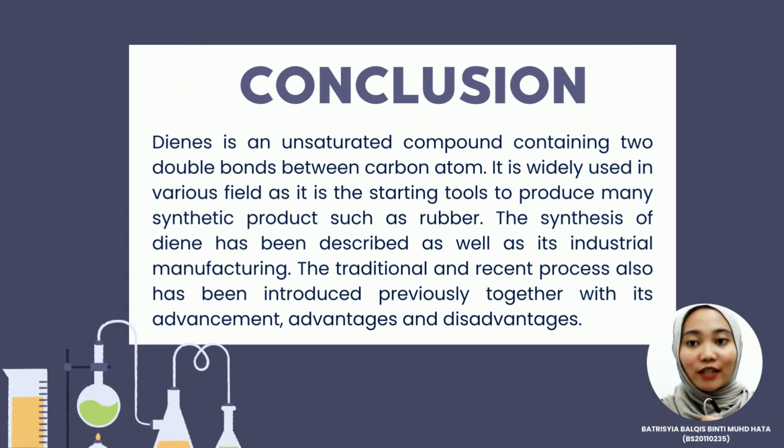Lastly, conclusion. Diene is an unsaturated compound containing two double bonds between carbon atoms. It is widely used in various fields as it is the starting material to produce many synthetic products such as rubber. The synthesis of diene has been described, as well as its industrial manufacturing, and the traditional and recent processes have also been introduced together with their advancements, advantages and disadvantages.